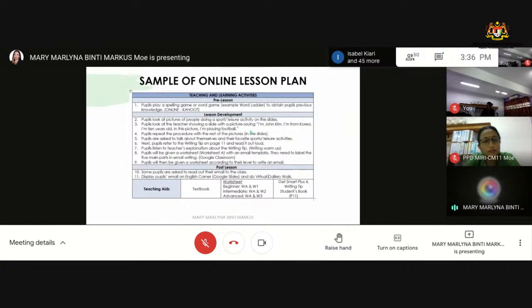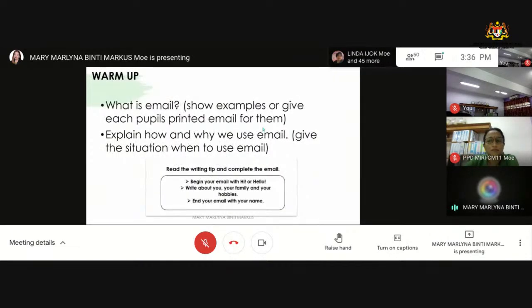Just a bit of changes here and there for you to be able to apply it for an online or offline lesson plan, not the face-to-face lesson. Okay, and then the activities are up to you. For me, the activity that I did was, what is email? You show examples of printed emails for pupils. I mean, emails showing where you actually use email, and how and why you use it. Okay, give them the situation of when to use email.